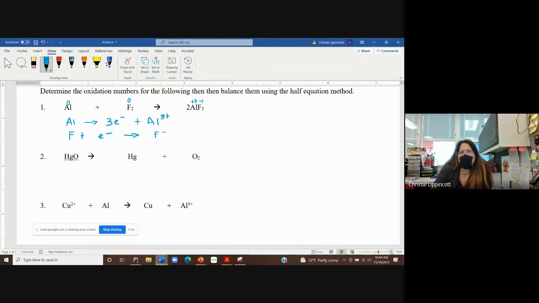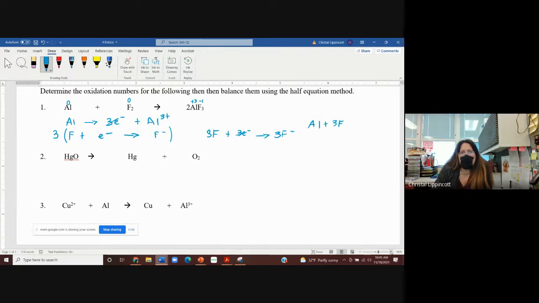Okay. Now, in order for this to work properly, we have to get these to be the same number of electrons. So I'm going to take this guy and I'm going to multiply him by 3. So he's going to become 3F plus 3 electrons yields 3F minus. I still have that guy. I'm just not going to take the time to rewrite him. We're going to combine these equations together then, now that these electrons will cancel out, and our overall equation will then be Al plus 3F.